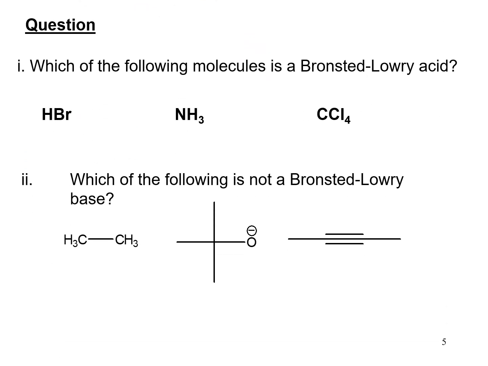The following molecule is a Bronsted-Lowry acid. Bronsted-Lowry said acid can donate protons, so hydrogen bromide is a typical example of a Bronsted-Lowry acid. Which of the following is not a Bronsted-Lowry base? For a Bronsted-Lowry base, there must be a lump of electrons, there must be an unsaturated system. So ethane is a Bronsted-Lowry acid because it can donate protons. So that is the answer, it is not a base but an acid.